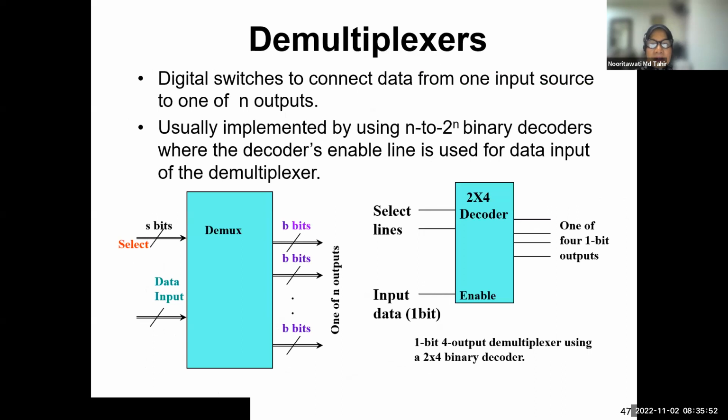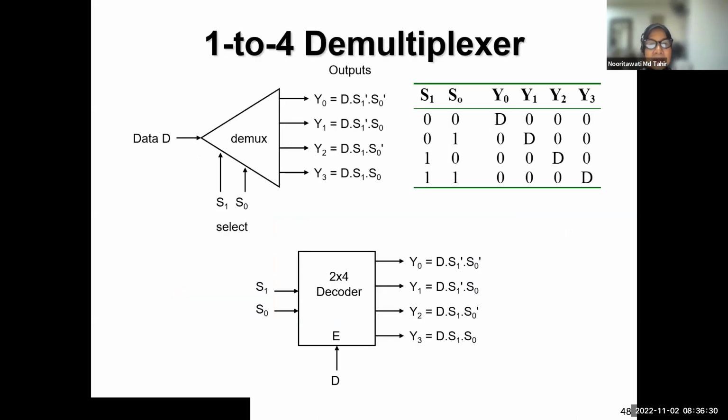Okay, let's look at demultiplexer. Demultiplexer is doing the opposite of our multiplexer. It has select lines as well, and it is actually using n to 2 to the power of n binary decoders. It is something like a decoder as well, except dia ada select line here, where the decoder's enable line is used for data input of the demux. Okay, so that is the demultiplexer. So we will have dia opposite of kita punya multiplexer.